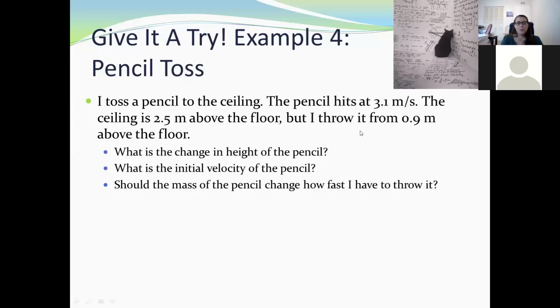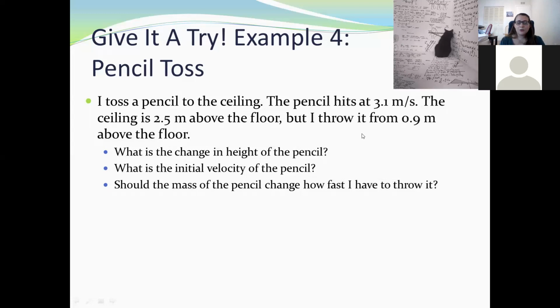All right, so what is the change in height of this pencil? What did you guys get? I have a vote for 1.6 meters. Do we agree? Or are we casting Gabriel out into the storm? Marco agrees. You're safe, Gabriel, for now.